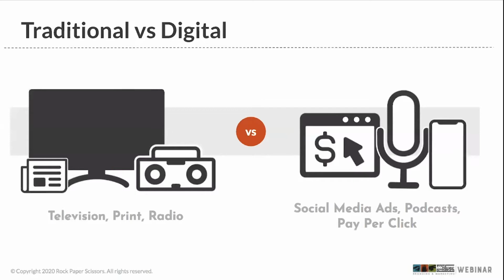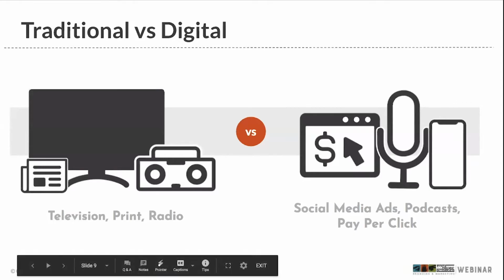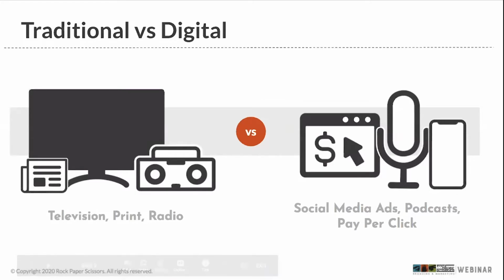All right, so to simplify the ever-changing, complex makeup of advertising, we're going to group ads into two categories. We're going to talk about traditional and we're going to talk about digital. Traditional is television, print advertising, billboards, radio, those quote-unquote Don Draper strategies. And then digital is going to be more social media ads, podcast advertising, pay per click, just to name a few. This list keeps getting longer and longer.